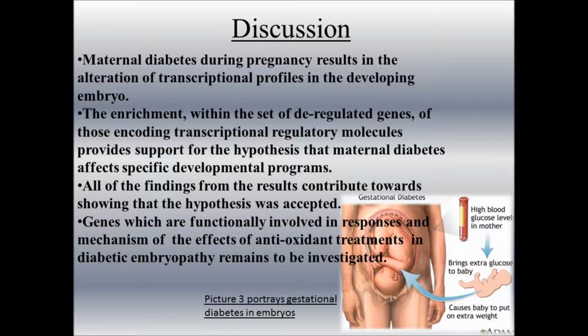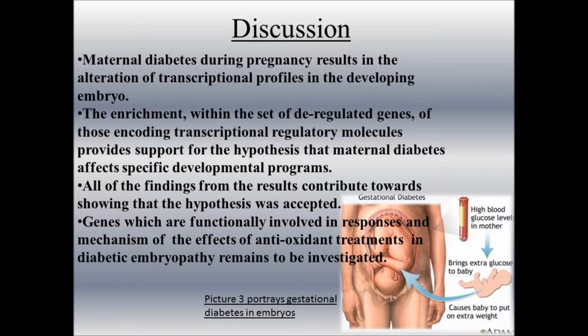High glucose levels cause malformation of the embryo in diabetic pregnancy. Excess glucose in experimental animals causes dysmorphogenesis, which is a process of abnormal tissue formation of embryos in glucose-injected dams. The precise mechanisms by which hyperglycemia induces diabetic embryopathy are not clear, although involvement of the GLUT2 transporter has been demonstrated. Genes which are functionally involved in responses and mechanisms of the effects of antioxidant treatments in diabetic embryopathy remain to be investigated. Similarly, folate supplementation has been shown to be protective against NTDs in diabetic pregnancies.